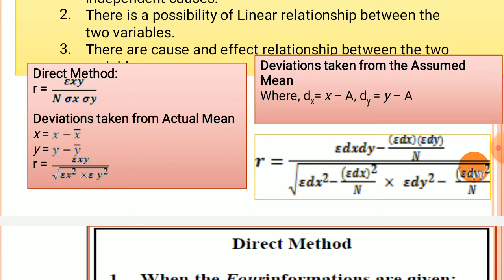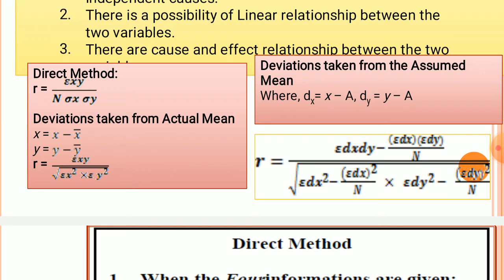And when deviations are taken from assumed mean, then dx is equal to x minus a and dy is equal to y minus a. This is another method in which correlation can be calculated. When the assumed mean is used to take deviations, dx is used to represent the differences of the given values from the assumed value.